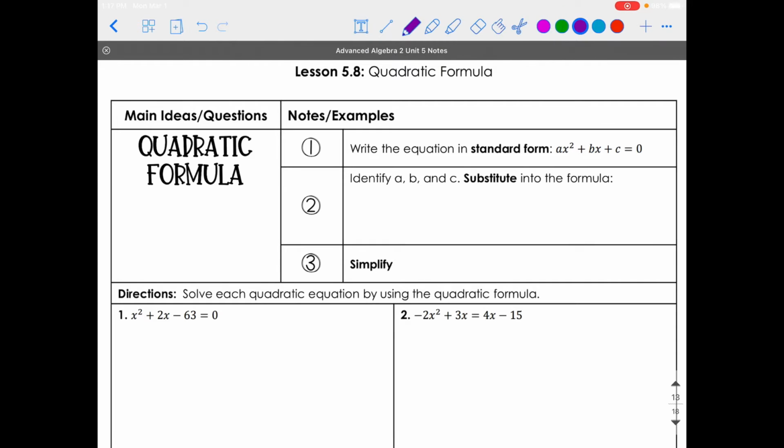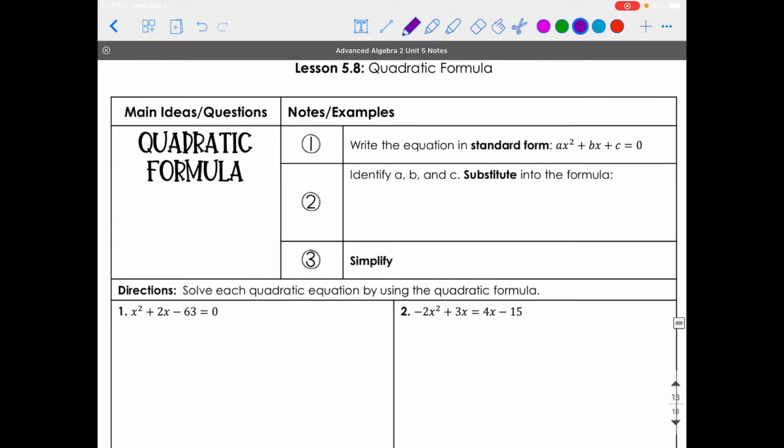Now, this is a method of finding the x-intercepts that always works. All of the other methods that you learned, so factoring, taking square roots, and another method that we actually didn't do this year called completing the square, are all ways that you can find the x-intercepts. The quadratic formula works all the time when the other ones only work sometimes.